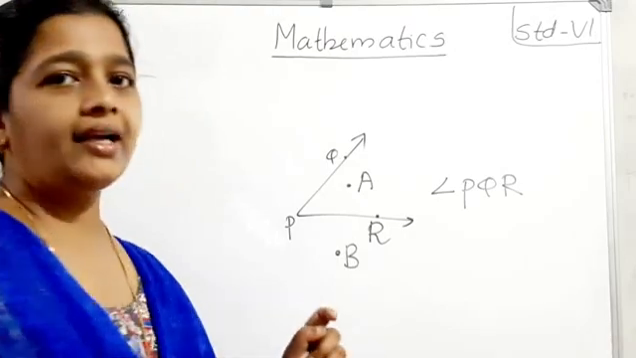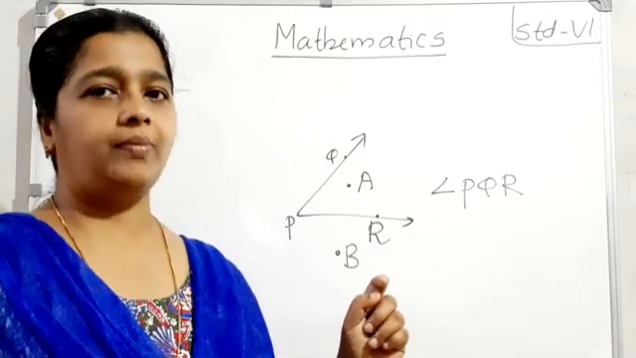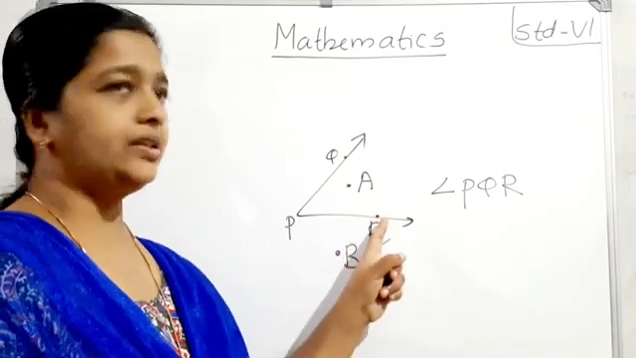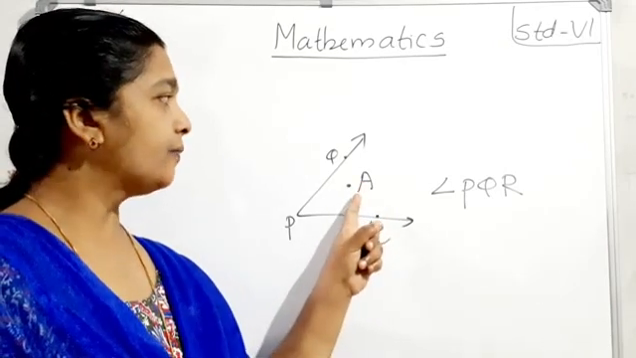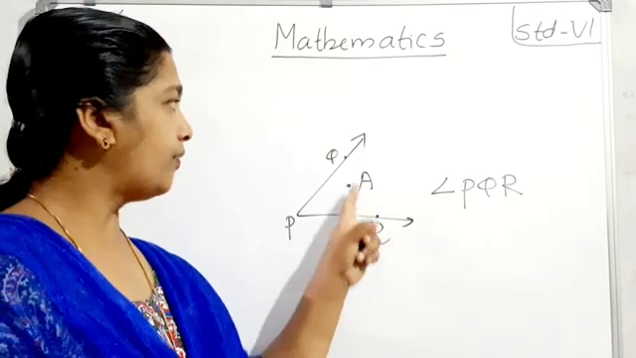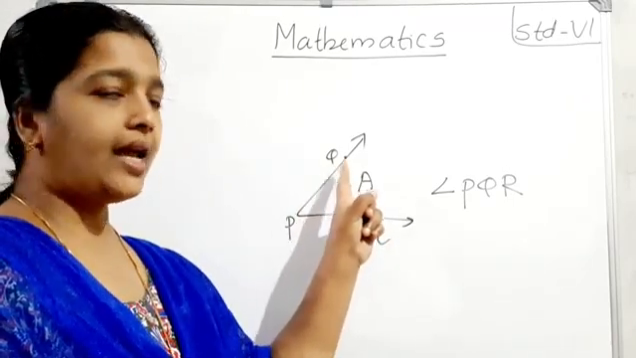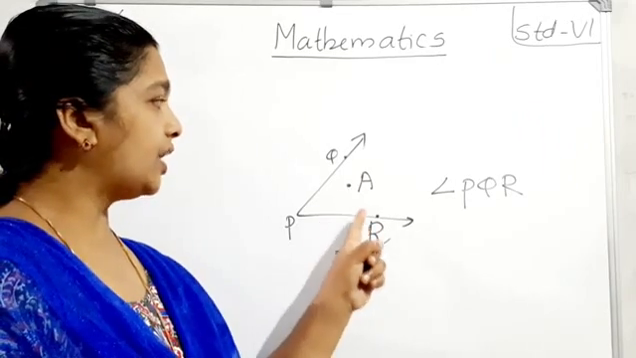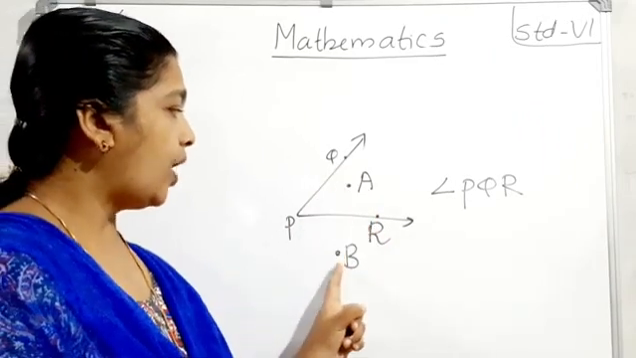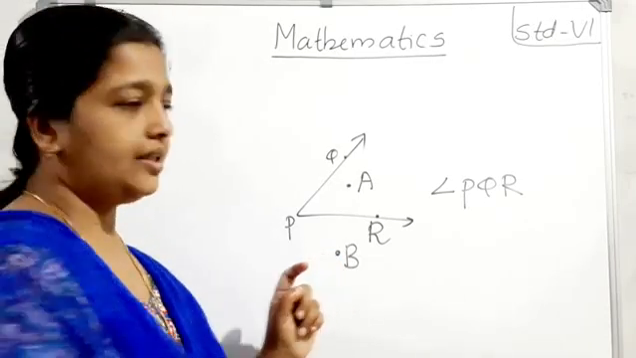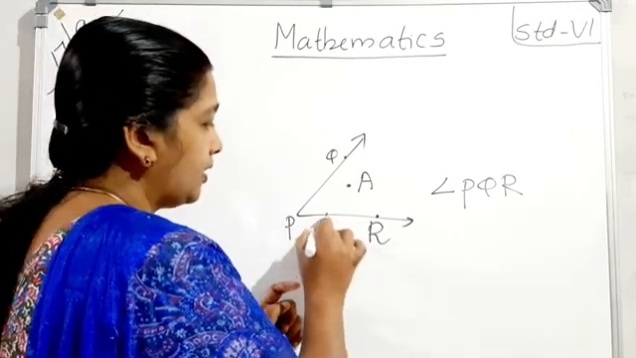Then, an angle has three parts: the interior of the angle, the exterior of the angle, and on the angle. Here point A is in the interior of angle RPQ. Understand? Point A is in the interior of RPQ and point B is in the exterior portion. Exterior. Then I put another point C here.